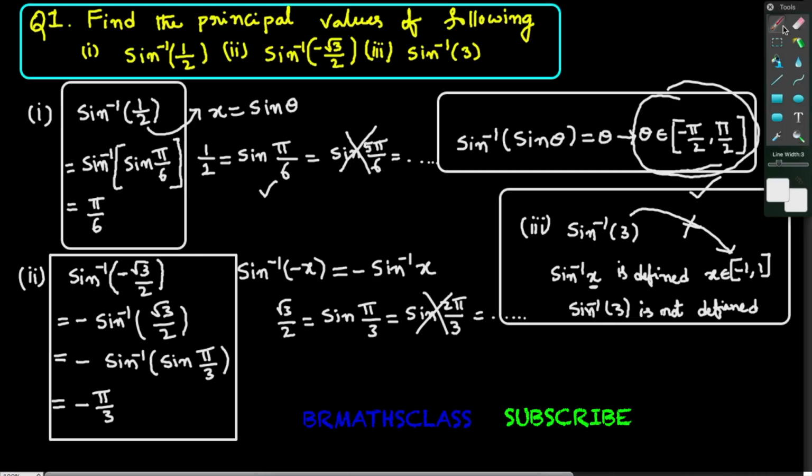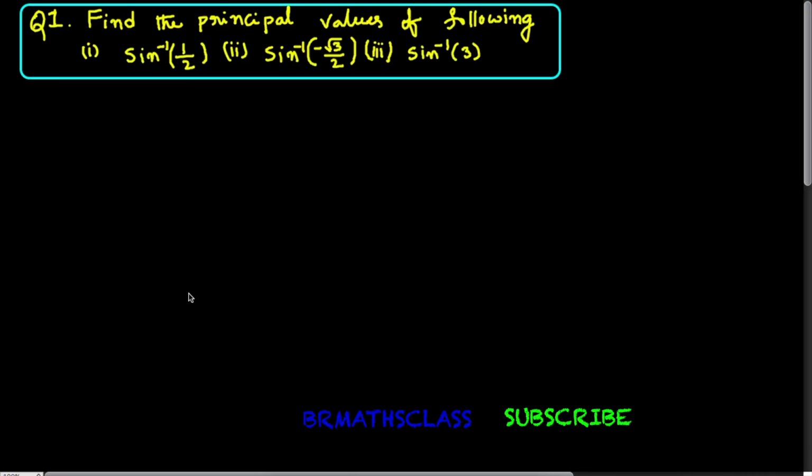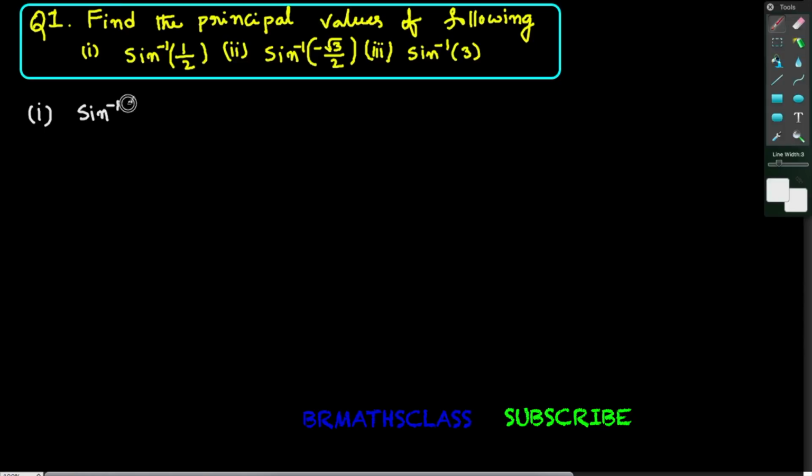Find the principal values of the following. You observe in this problem we are going to do 3 bits, all of the form sine inverse of x. The first bit is sine inverse of x, the second bit is sine inverse of minus x, the third bit is sine inverse of x. In the next class we will do problems related to cos inverse. Let's start this class. First bit, find the principal value of sine inverse of 1 by 2.